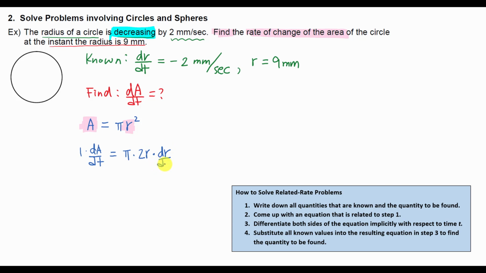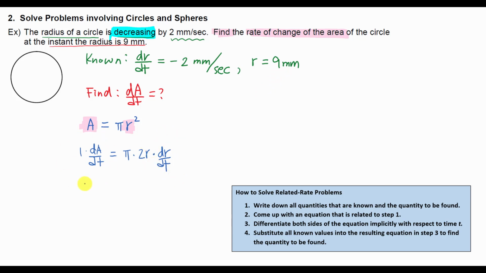dr/dt. Okay, so now you will be able to find dA/dt because your dA/dt is already isolated on the left-hand side. And we do know the r at the moment when we're trying to find the dA/dt, and we are given dr/dt.